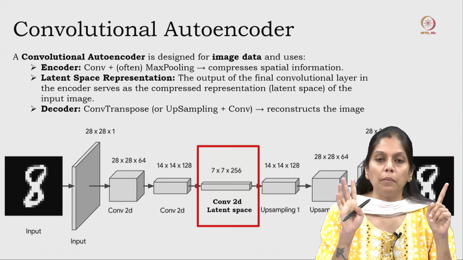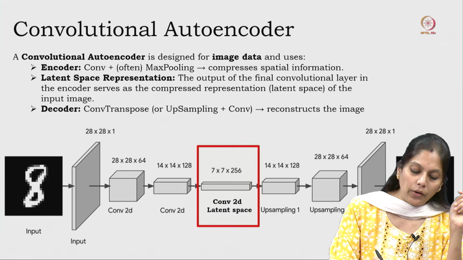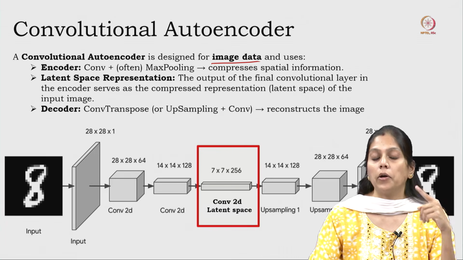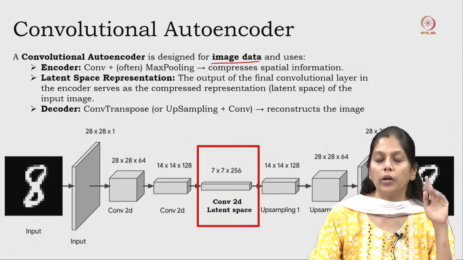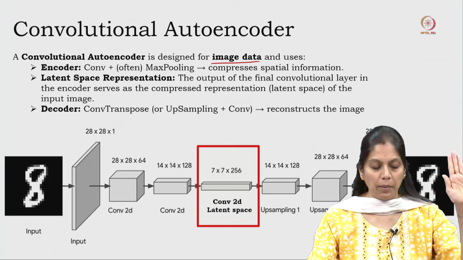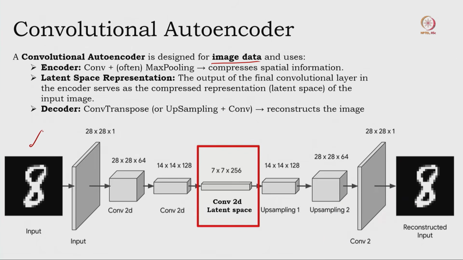First point, the input is an image. Whenever your input data is an image and your aim is to reconstruct, then you will go for a convolutional autoencoder. Here also you have an input, then this entire part is an encoder. The output of the encoder will be the latent space. The latent space is passed to the decoder, and then you are going to get a reconstructed image. So, here also you have an encoder, latent representation, and a decoder.